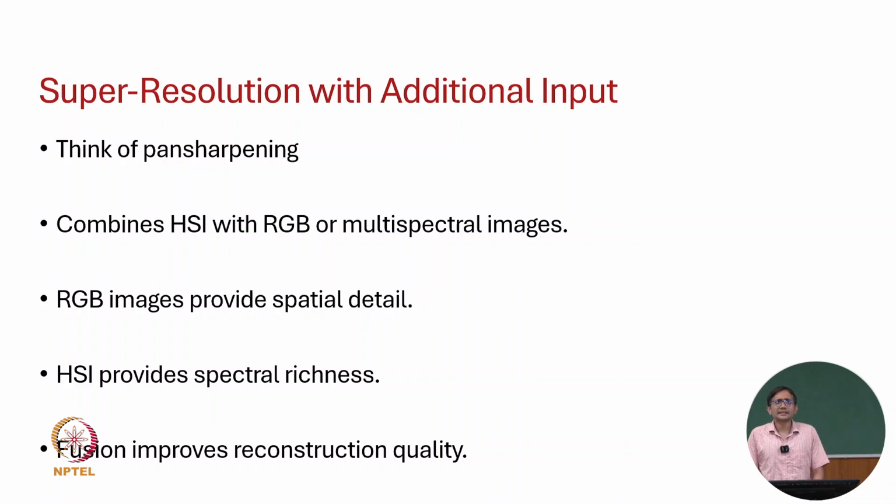Now, for simplicity, let us think that we are talking about RGB images. This provides us with higher spatial details, whereas the hyperspectral image provides spectral richness, and these two we go for a kind of fusion, which helps us to improve the reconstruction quality. There are several ways that one can do this. Of course, one can do this using a deep learning kind of approach as well.